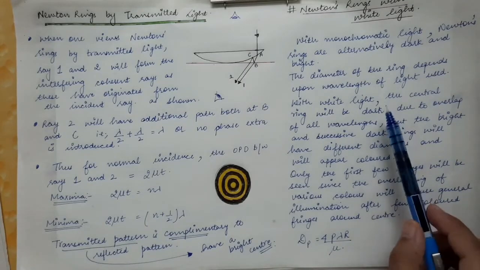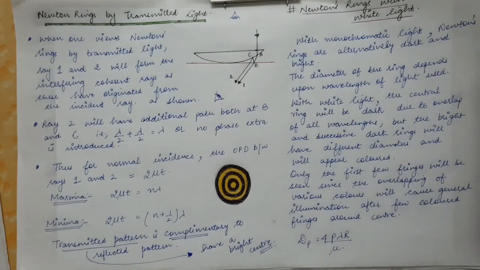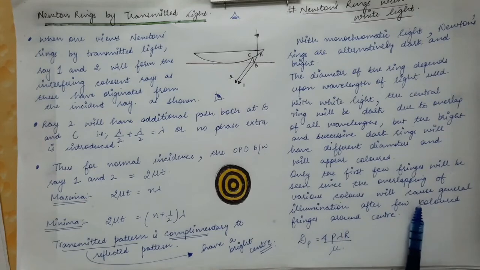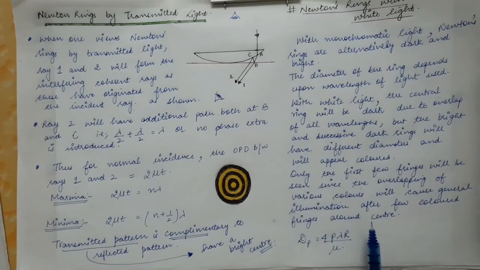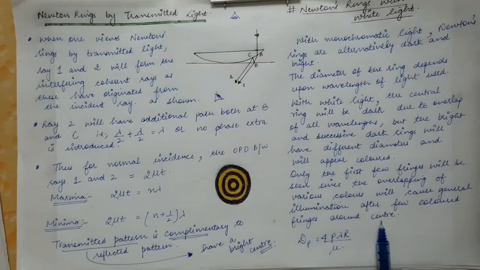So first of all we will get a dark central fringe, and around that dark central fringe we will get a few colored fringes, and those colored fringes will be of different diameters, because the diameter depends upon wavelength. After those colored fringes there will be general illumination, because after a few colored fringes there will be overlapping of various colors. So there will be an irregular pattern after that. After a few colored fringes around the center, there will be general illumination.